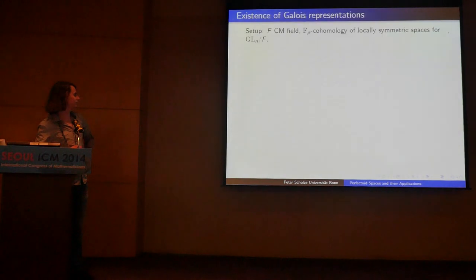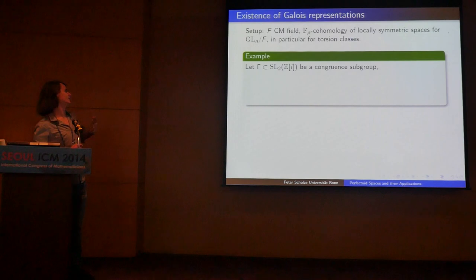For lack of time, I won't go through the proof, but instead mention another application: the existence of Galois representations. That's somehow in the spirit of the Langlands program, where you have an automorphic representation and you want to find an associated Galois representation. An automorphic representation is something of characteristic zero, but my theory also works for some mod p automorphic forms, which you can define through the F_p cohomology of locally symmetric spaces, in particular for torsion classes.